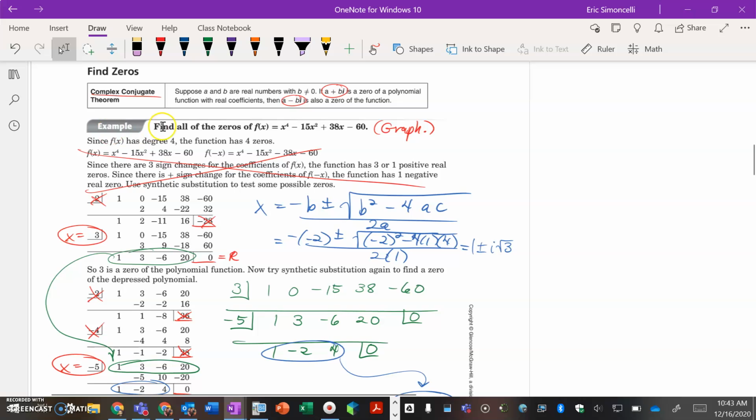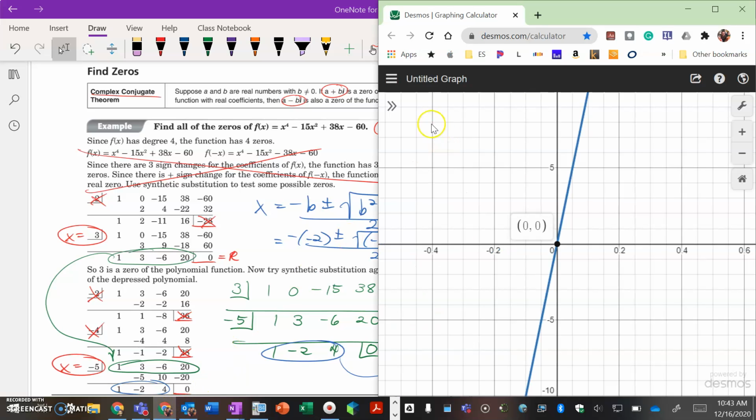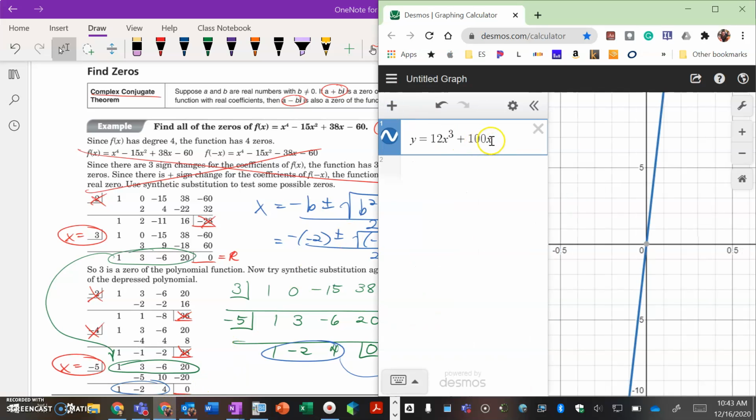Complex conjugate theorem. Suppose a and b are real numbers with b not equal to 0. If a plus bi is a 0 of a polynomial function with real coefficients, then a minus bi is also a 0. So this speaks to the idea of conjugates, complex conjugates specifically. It does say for the next example to find all of the zeros of this quartic. I do recommend that you graph, so let's start this process by just that. Let's go ahead and graph.